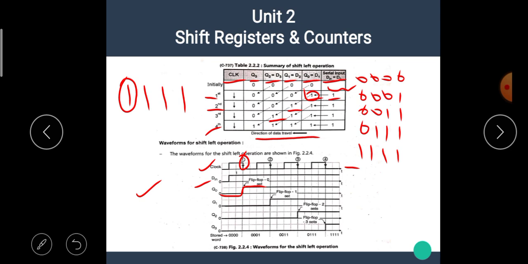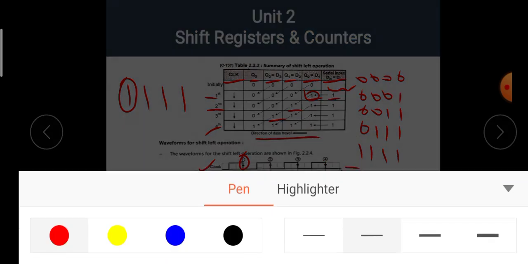Okay, then at arrival of the second clock pulse Q1 is set. At arrival of the third clock pulse Q2 is set, and at arrival of the fourth clock pulse Q3 is set. I hope you all understand this timing diagram now.